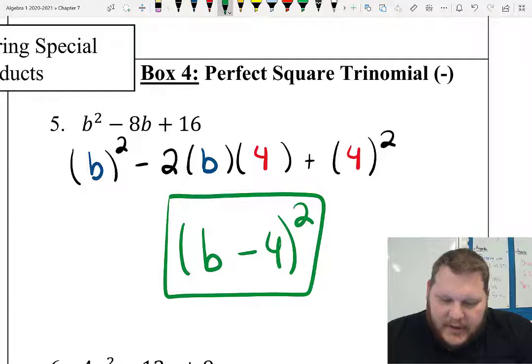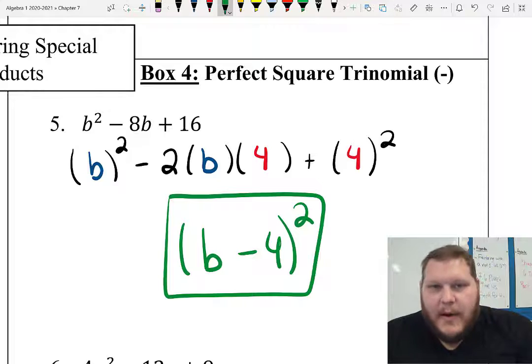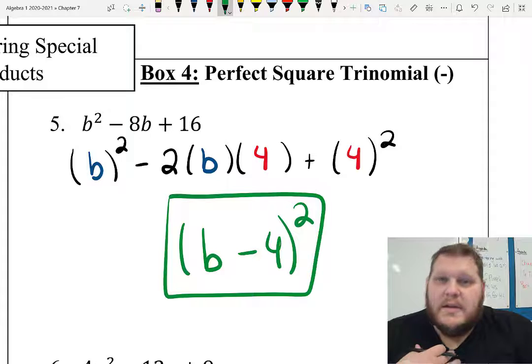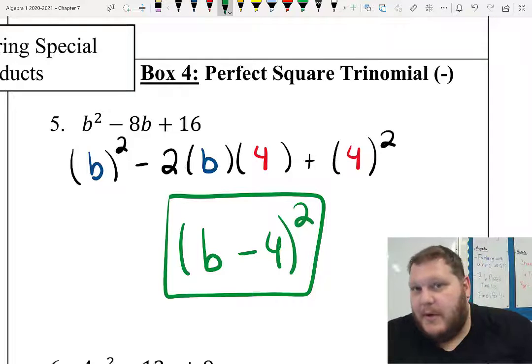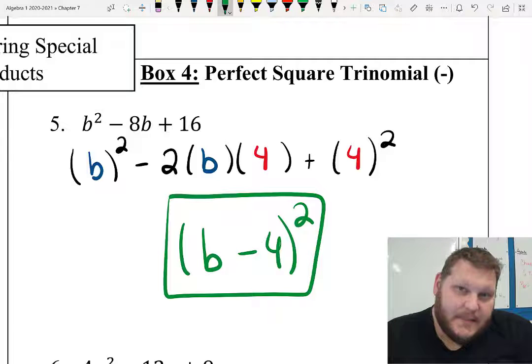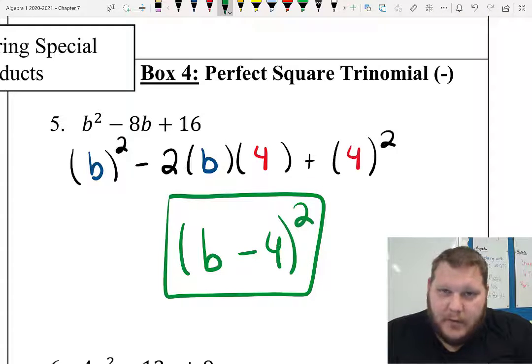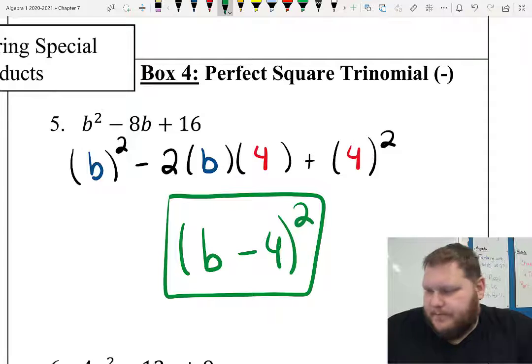Now, once again, I'll reiterate this. If I saw this problem, I would not use this factoring shortcut. Two parentheses factoring to me is much quicker, so go ahead and use that. You would try and figure out what multiplies together to give positive 16 but adds up to negative 8. Negative 4 and negative 4, and you'd get the same solution.